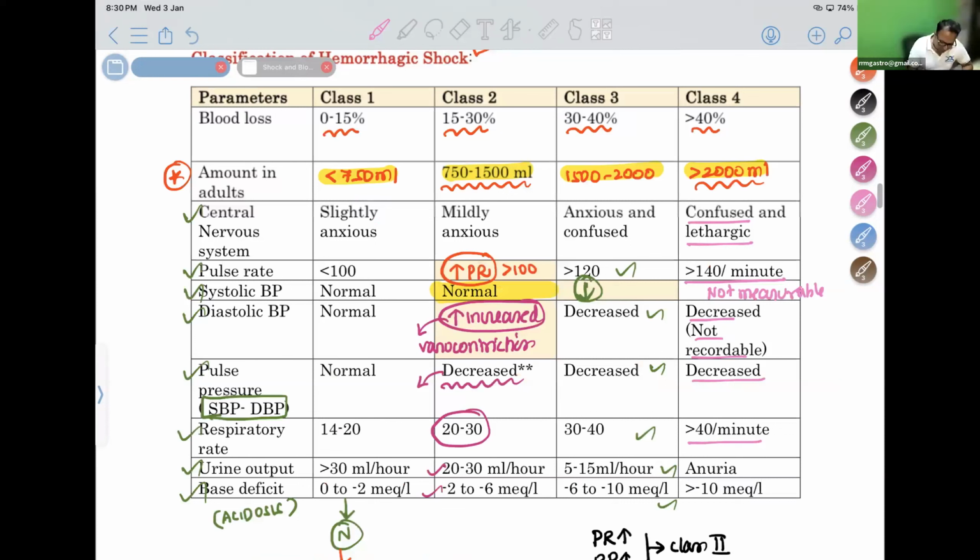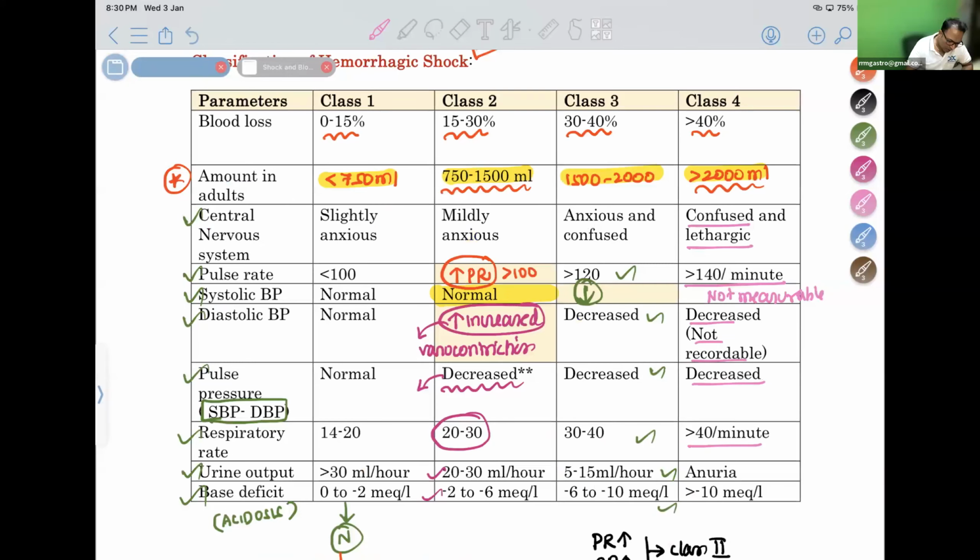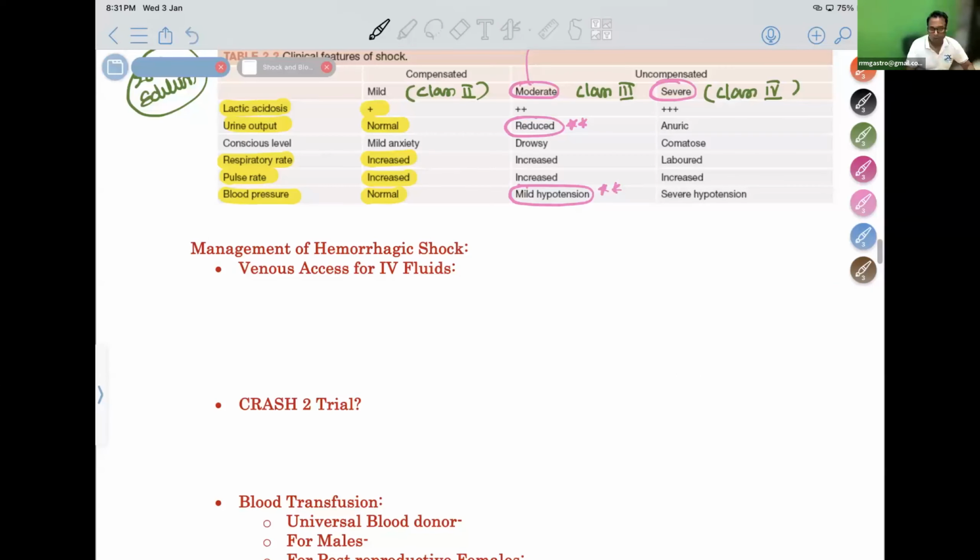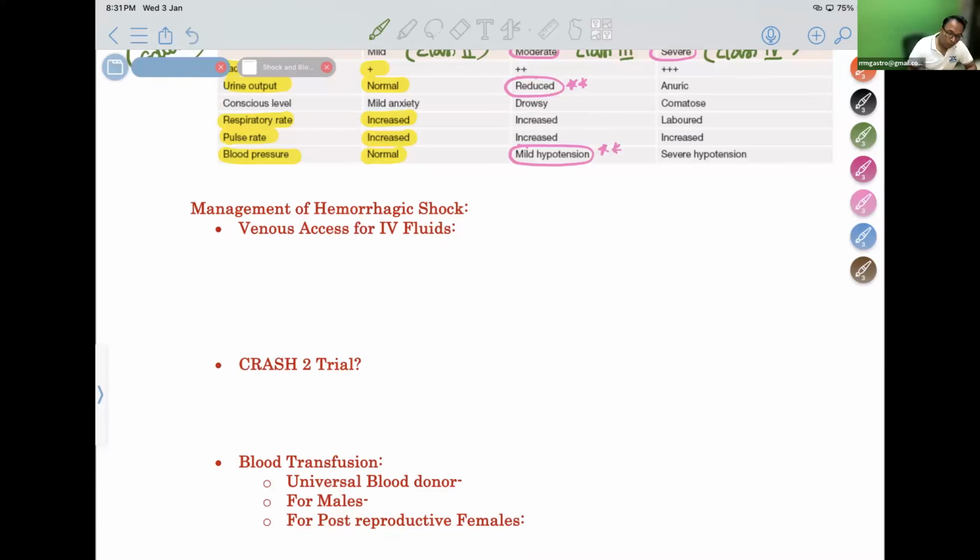Based on that, there is another classification given in Bailey. I want you to know this. Now I am going to the easiest part of the classification discussion. How are you going to manage hemorrhagic shock? The moment I receive a hemorrhagic shock patient, I should get access by putting 2 Venflons.